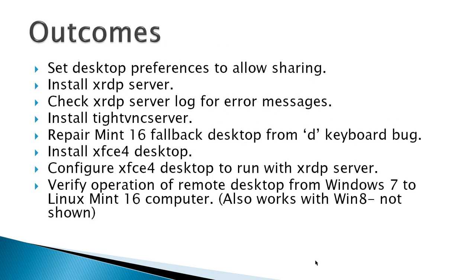The outcomes for this video would be to set desktop preferences to allow sharing, install the xrdp server, check the xrdp server log for error messages, and install a tight VNC server. You can pick a different VNC server if you wish. Repair the Mint 16 fallback desktop from the D keyboard bug. If that's all you need to do, you can just turn the video off there.